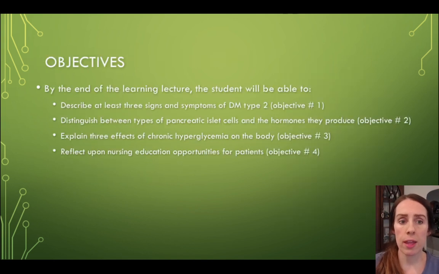The objectives: by the end of the learning lecture, the student will be able to describe at least 3 signs and symptoms of diabetes, distinguish between types of pancreatic islet cells and the hormones they produce, explain 3 effects of chronic hyperglycemia on the body, and reflect upon nursing education opportunities for patients.